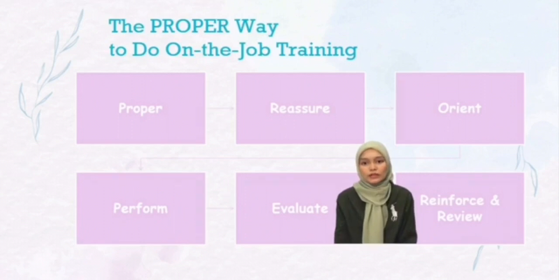Orient: show the employee the correct way to do the job, explain why it is done this way, discuss how it relates to other jobs, and let him or her ask lots of questions. Perform: when employees are ready, let them try the job themselves. Give them an opportunity to practice the job and guide them through rough spots. Provide help and assistance at first, then less as they continue.